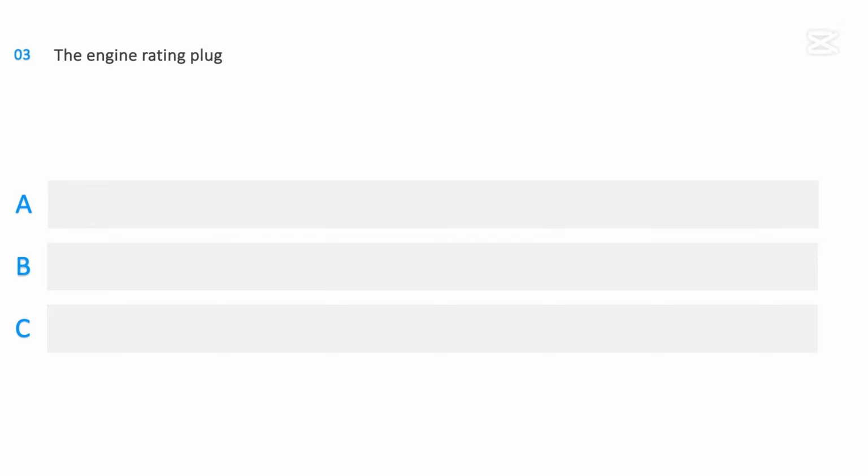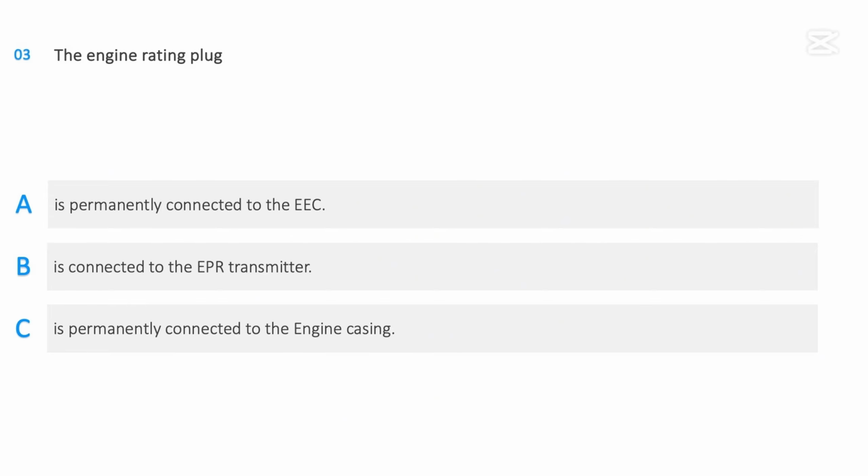The engine rating plug is permanently connected to the EEC, is connected to the EPR transmitter, is permanently connected to the engine casing. The correct answer is permanently connected to the engine casing.